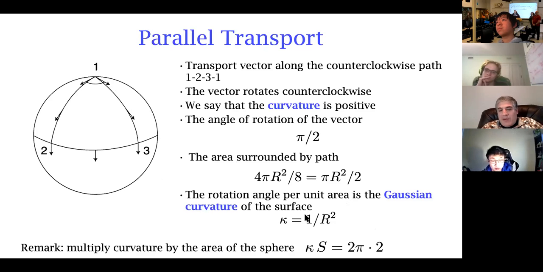Okay. Just a simple remark of an arithmetical nature, but it will be useful later, and it's quite deep. If you take the curvature, which is 1 over r squared according to our definition, and multiply it by the full area of the sphere, 4 pi r squared, you will get 2 pi times 2. Okay. Let's remember that. We'll come back to that next.